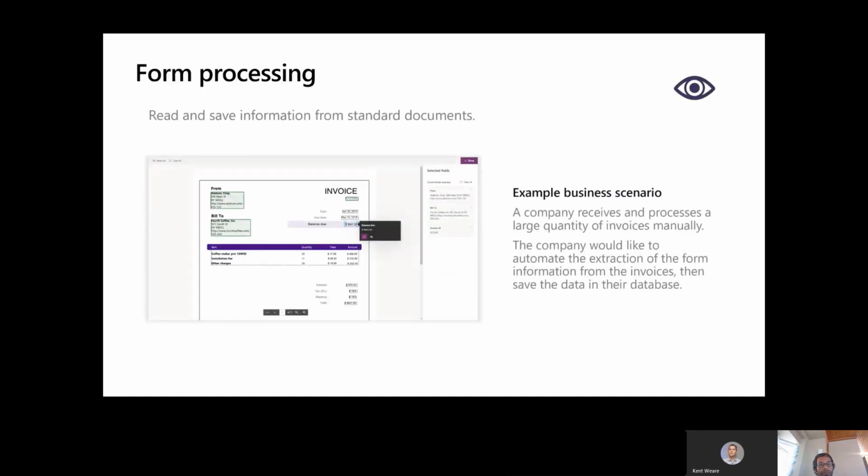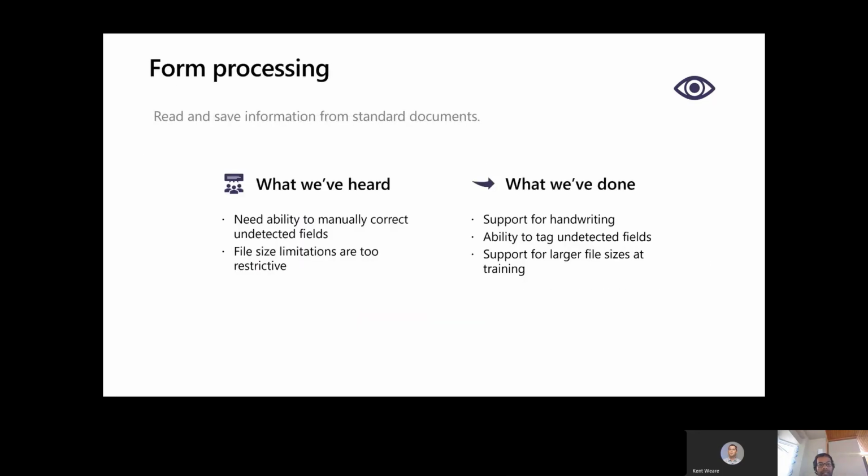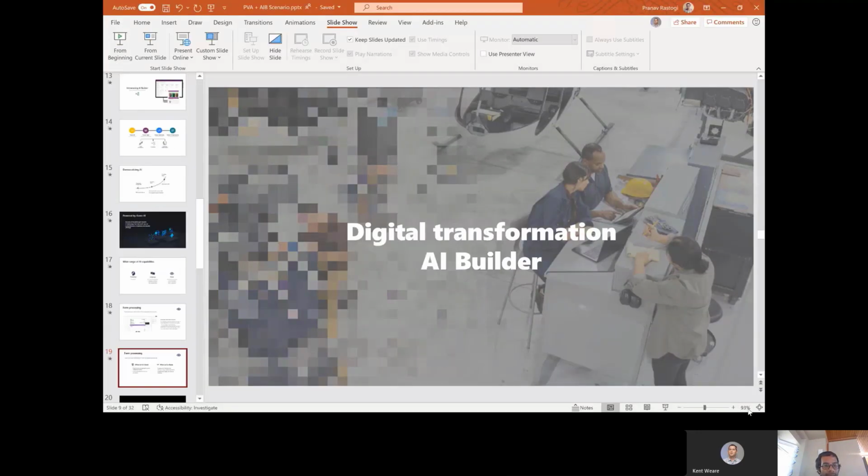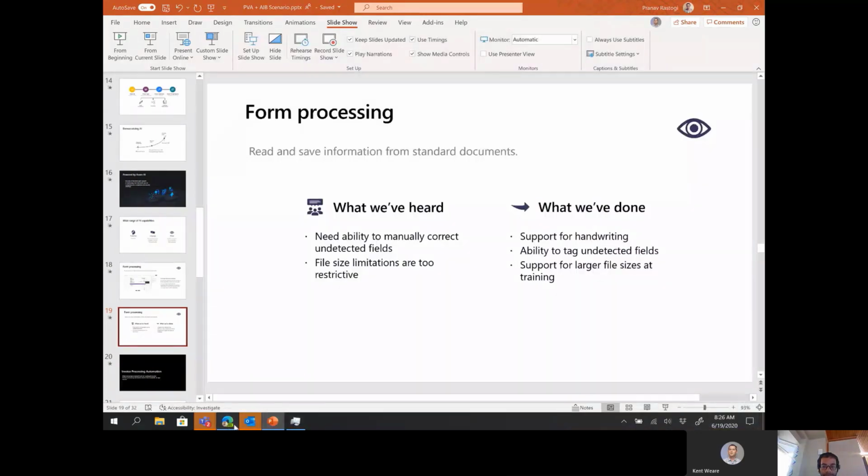So this is an example of what forms processing looks like, where a business would receive invoices for creating a purchase order, or an accounts payable scenario, and they want to extract the vendor information, the invoice name, or the invoice amount, and then enter it into your automation. Some of the key improvements are that we support handwritten text as well. Now you can tag certain areas which are not picked up automatically by AI Builder, and you can support forms of large sizes as well. And let's see a quick demo of forms processing.